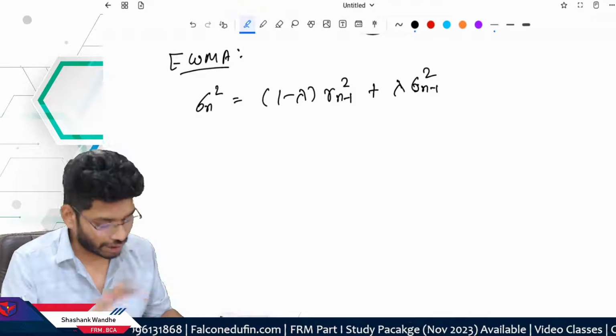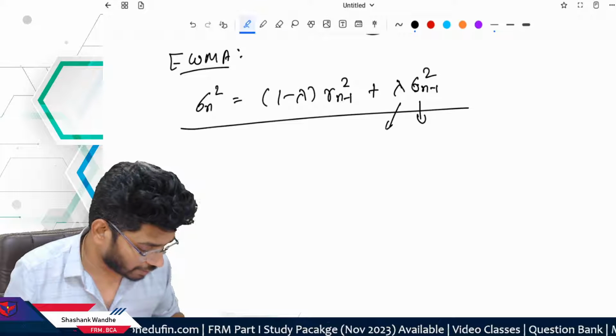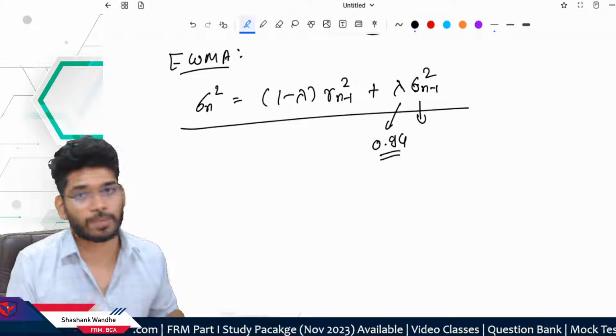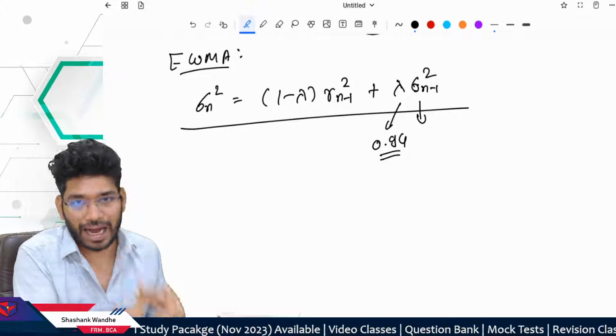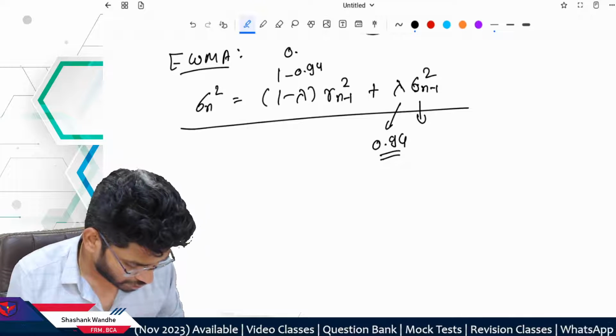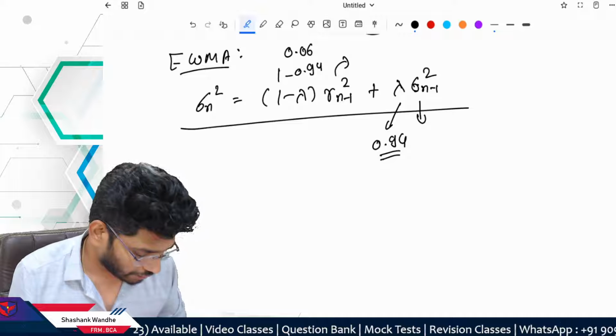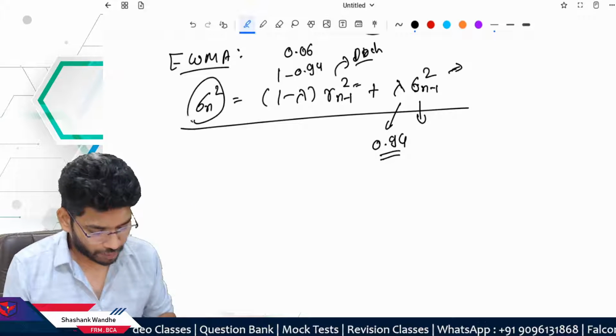We will do the calculation. For example, we just have to remember this particular formula. This value will be provided. This value is generally 0.94 if it is not provided, but generally it will be provided. So lambda is always the higher value, 0.94, which gives us 0.06 for the other weight, and then we have this drift. All should be squared, and this will give you the variance.